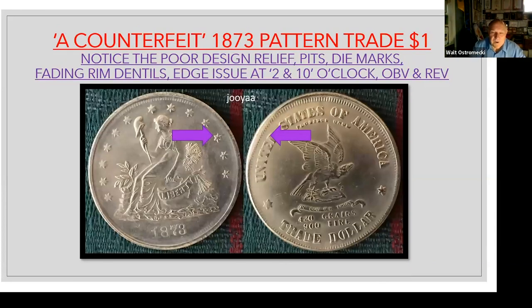Okay, there are also counterfeits, and we'll get to some of those later on. But 1873, this is one of the biggest counterfeits that was discovered with the trade dollars. You'll notice here, I put some purple arrows so you can view them. Notice the poor design relief. There are pits and die marks all through this coin, at different spots here and here. It's just surface. The indentation at 2 and 10 o'clock on the obverse and reverse is a dead giveaway. These were not made of silver. They are made of some kind of alloy, giving it more of a goldish color.